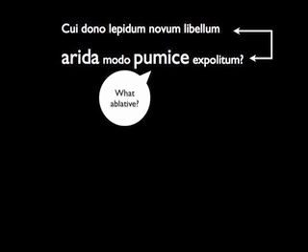Expolitum is a perfect passive participle, agreeing with libellum. Since there is a passive verbal, we'd naturally like to know who or what the agent might be, and Catullus doesn't disappoint. There is an ablative of means right where we'd expect it, nestled before the participle.